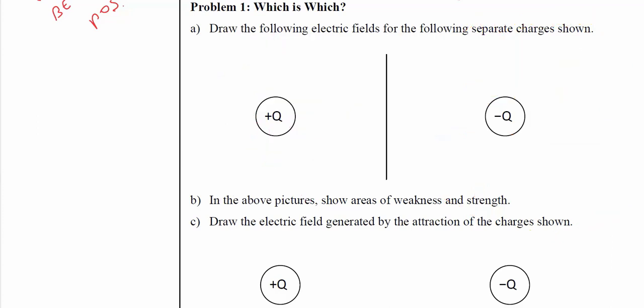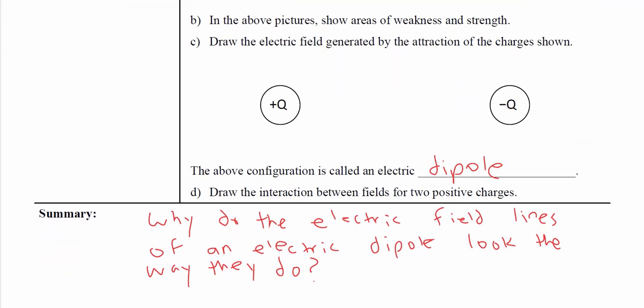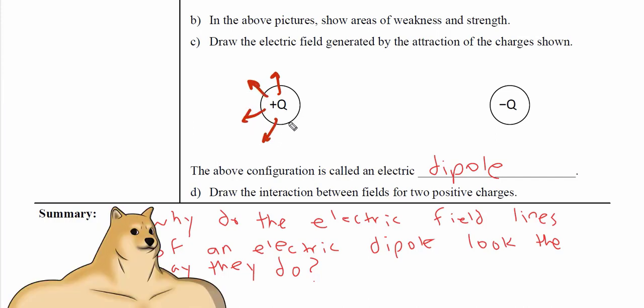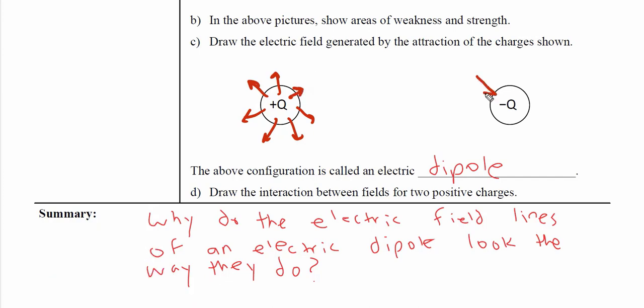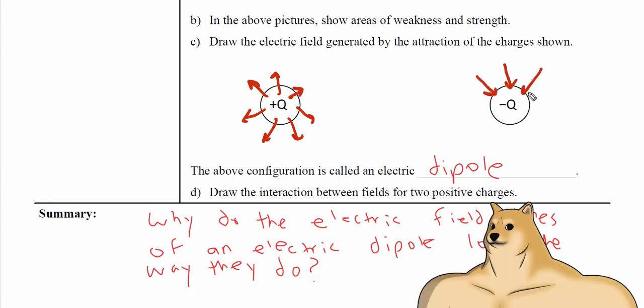Now, what happens if we take the wall off? This is called an electric dipole. So remember that for a positive charge, the field goes away from the positive charge, and for a negative charge, it goes toward it, into it.